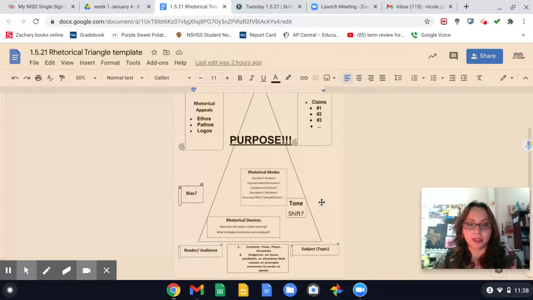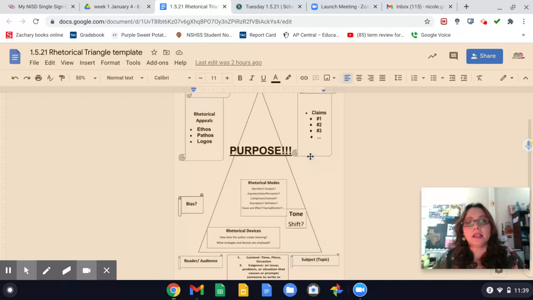Looking at the devices, are they using metaphors? Are they using anaphoras? Are they using repetition? We're looking at all these devices that the writer is choosing to use in their text. The mode of writing, are they telling a story? Are they using exemplification? Are they using a description or definition style of writing to drive their purpose or to achieve what they're trying to achieve?